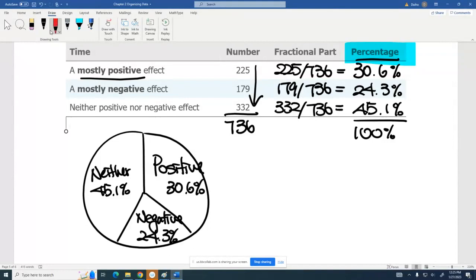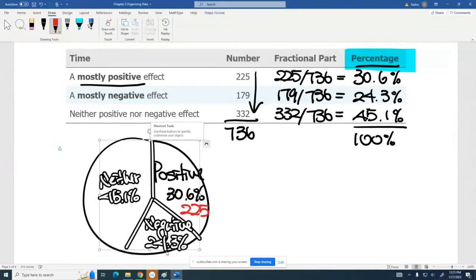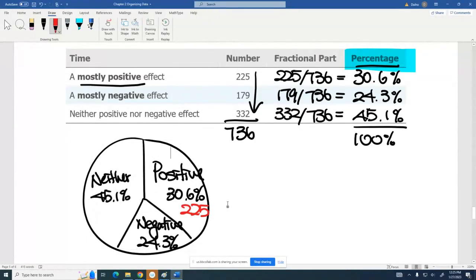Sometimes I can add more information, the frequencies. Here is 225, here is 179, and here is 332. If you think it's too much, you don't have to add the frequencies. But remember, the pie chart is based on the relative frequencies, with the percentages. It's very simple. The bar graph and pie chart are very simple. We're going to make the pie chart.